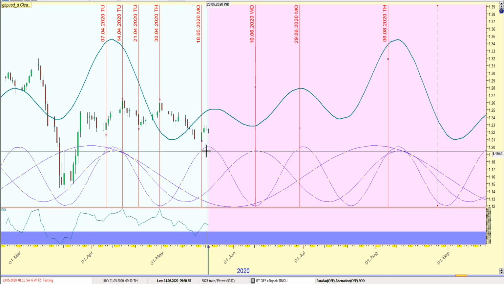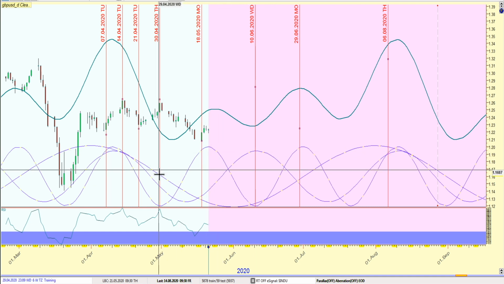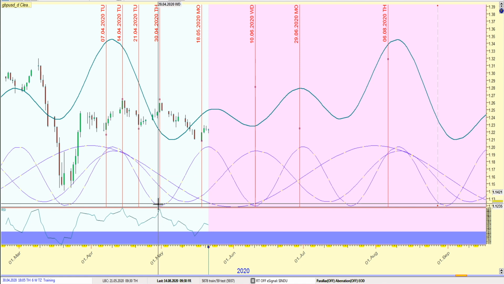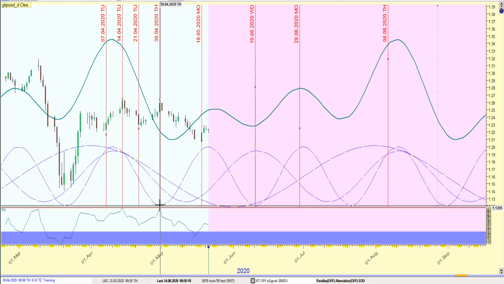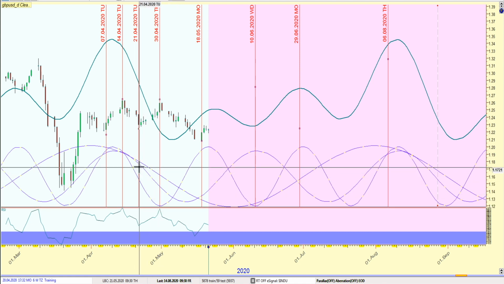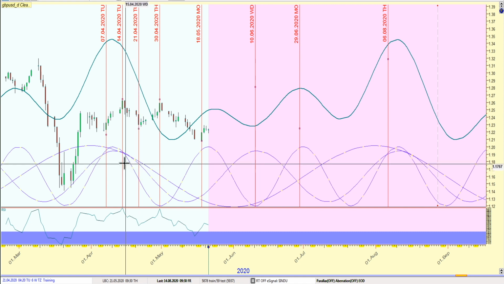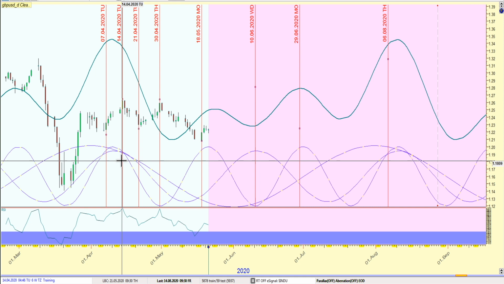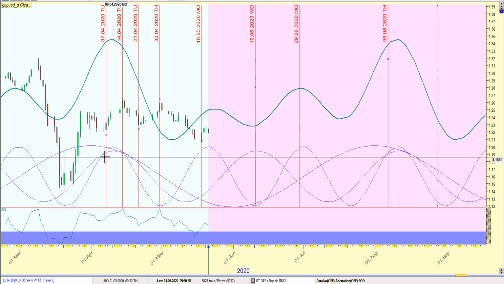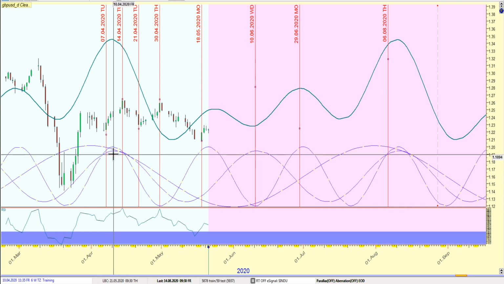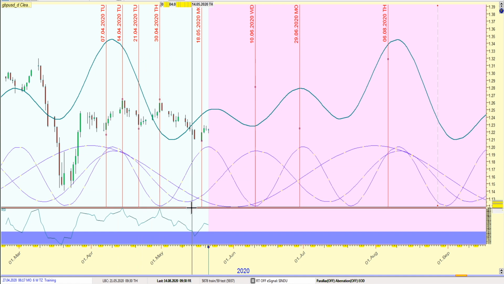You notice it doesn't really do it here. It did it here on the overtone. And it did a swing low here. There was nothing really there. Swing high here. You can see swing low here. And the peak was here. So you see sometimes it works, sometimes it doesn't.